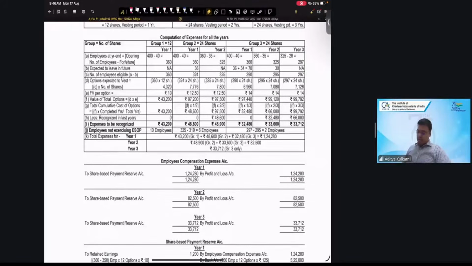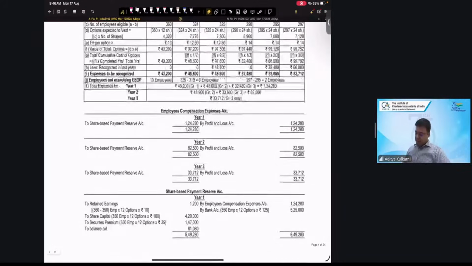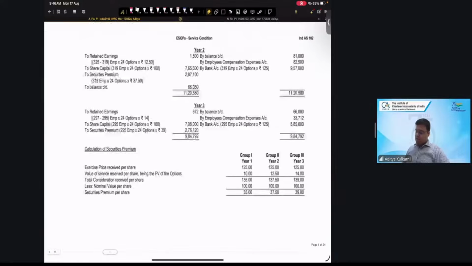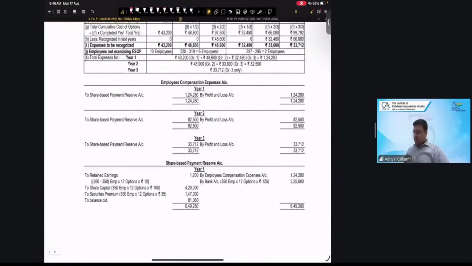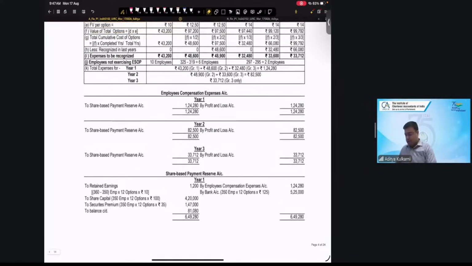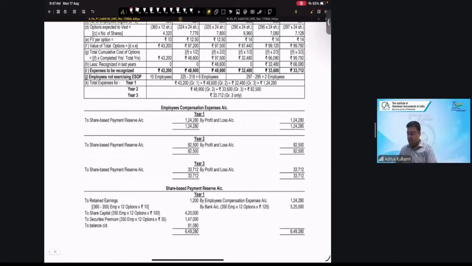Employee compensation account, straightforward entry, debit to SBP reserve. SBP reserve is the complicated entry. By compensation account 124,280. Then of course exercising will happen. So by bank, 350 employees into 12 options into 125. So that becomes 5,25,000. Then to share capital, 350 into 12 into 100, 420. To securities premium, 350 into 12.